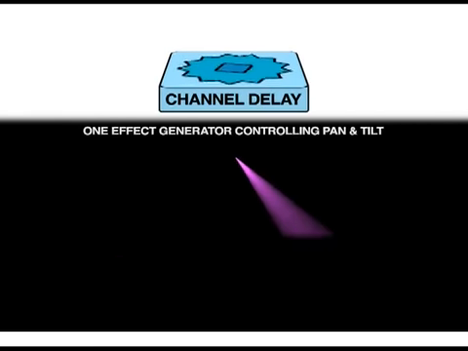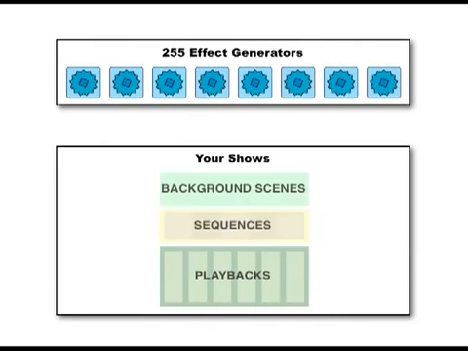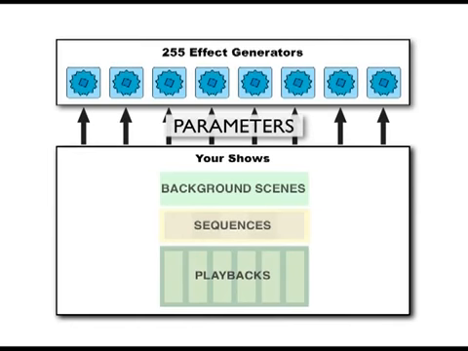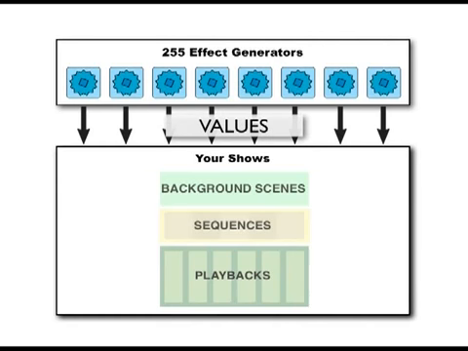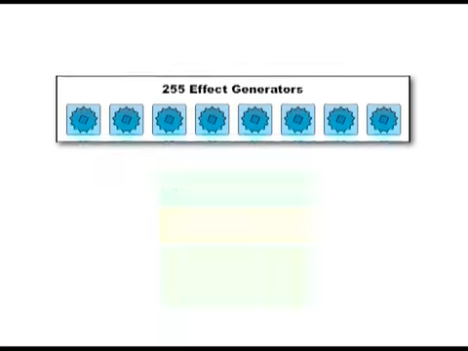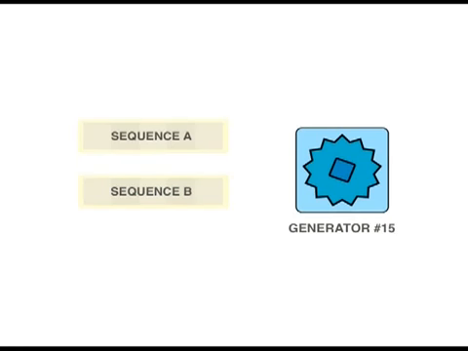You have as much as 255 effect generators at your disposal. They exist outside your program shows. It is only the parameters that control the generator that are stored in your show elements and transferred to the generator when a show element is activated. The generator in turn produces values according to the parameters. If you consider these generators as engines, it makes sense when I say that it can only run at one speed. Imagine 2 sequences within a queue, each trying to set different speeds for generator number 15.